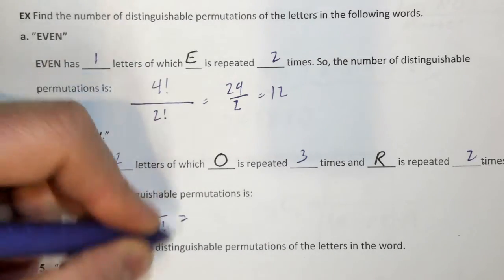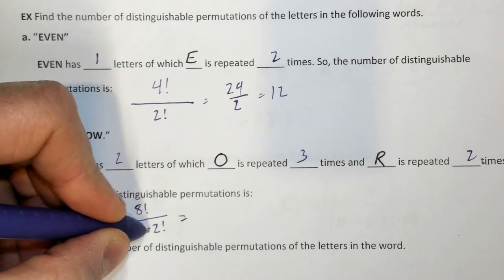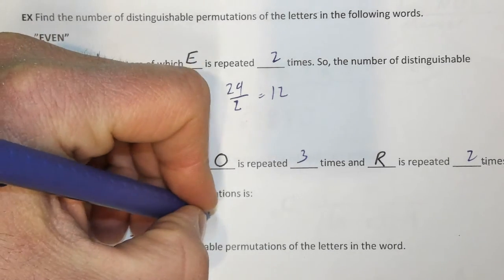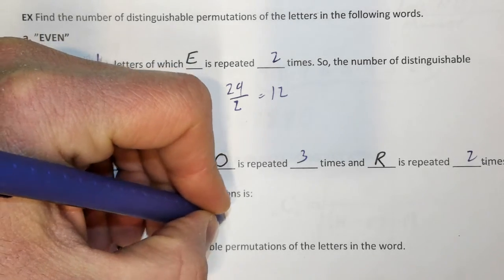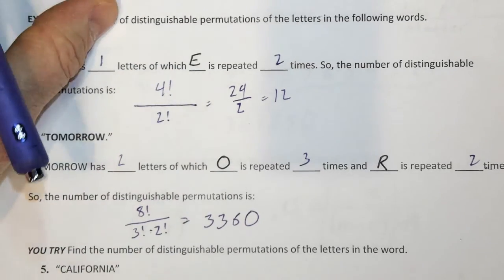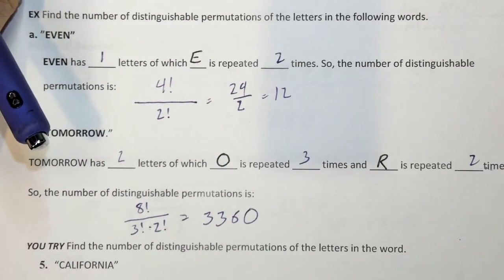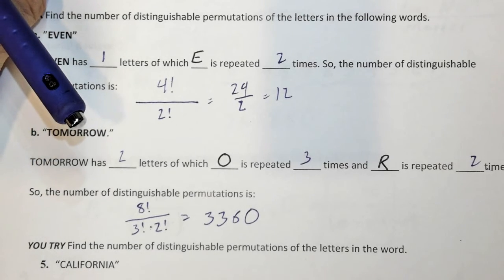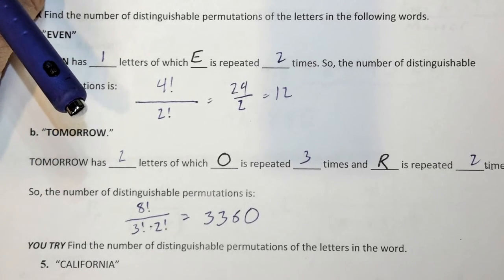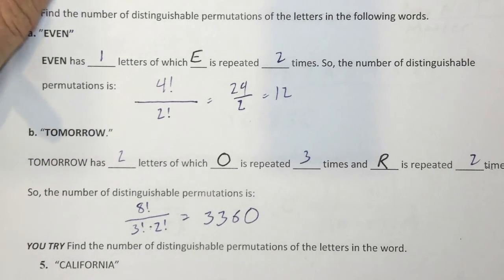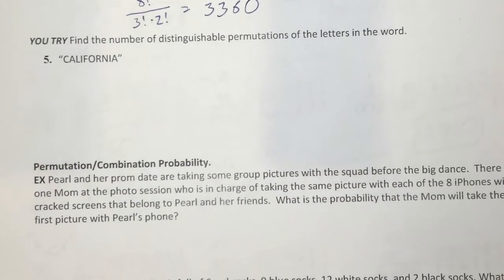When we calculate all of these factorials, we do our division and our multiplication, we're going to end up with 3,360 different words that are available. That is much smaller than if we had 8 different and unique letters in our 8-letter word. All right, I have a You Try It problem right here with the word California. You know the drill. Pause the video and give it a try.